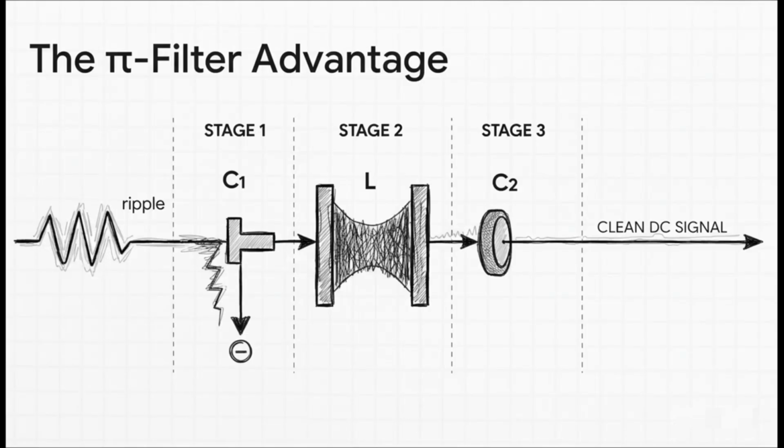The pi filter is so effective because each part has a very specific job. First, that input capacitor, C1, gets rid of a huge chunk of the initial ripple. Then, the inductor in the middle acts like a gatekeeper, blocking almost any remaining AC from getting through. And finally, that second capacitor, C2, does one last smoothing pass, giving us an incredibly clean DC signal. It's a really powerful three-stage cleaning process.